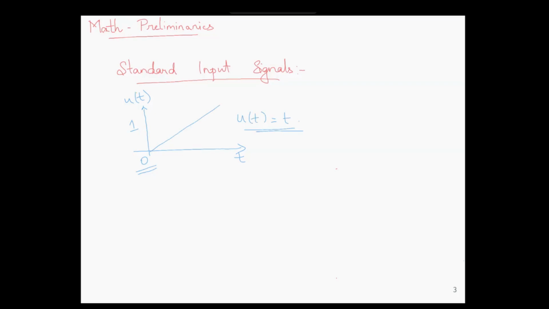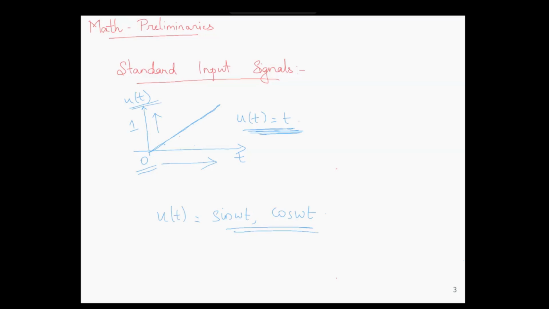Another signal is the unit ramp signal. So here we give a ramp as the input to the system and observe the output to study about the characteristics of the system. Here u of t is equal to t. So as time progresses, the magnitude increases. The value of u of t is directly proportional to the time axis. As time increases, the magnitude of the signal also increases.